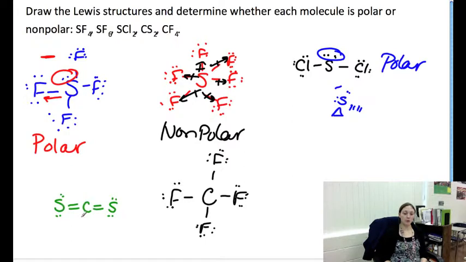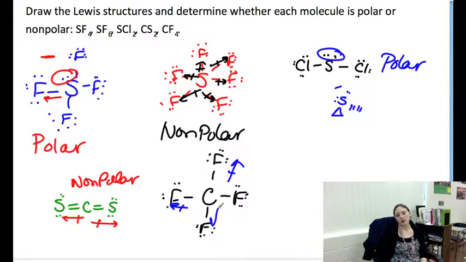Look at CS2. Sulfur is more electronegative, okay? So the electrons are going to get pulled outward. They're going to get pulled outward going both directions. So this is an example of something that is nonpolar as well. Look at the last one. Okay, I've got 4 F's around the carbon. They're all the same. They're all going to equally pull. So I end up with them all canceling, which means that I have a nonpolar molecule.